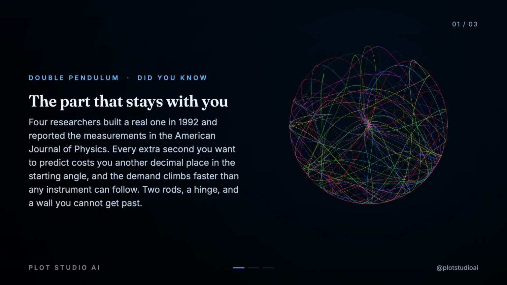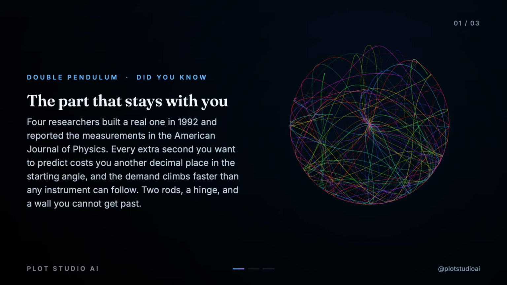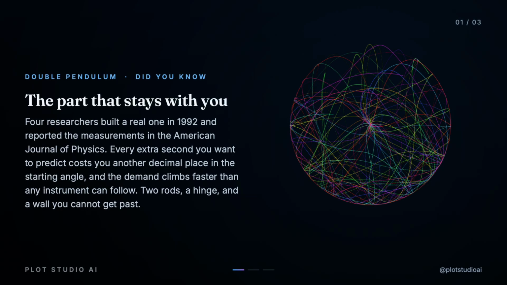Four researchers built a real one in 1992 and reported the measurements in the American Journal of Physics. Every extra second you want to predict costs you another decimal place in the starting angle, and the demand climbs faster than any instrument can follow. 2 rods, a hinge, and a wall you cannot get past.